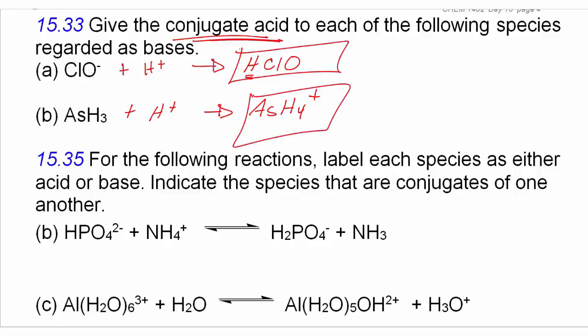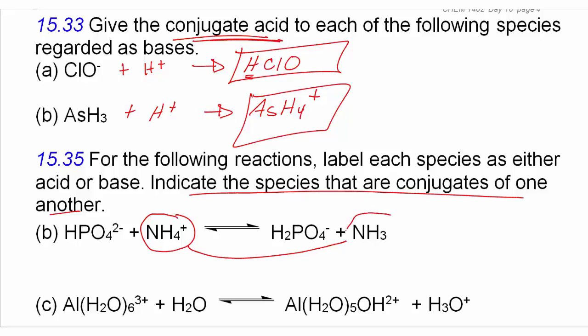For the following reactions, label each species as either an acid or base. Okay, let's do that first. So we have ammonium. Maybe we should do the conjugates first. Indicate the species that are conjugates of one another, because that really helps. If we find the conjugates, it's really easy to tell who's the acid and who's the base. So we have ammonium and ammonia. Which one is the conjugate acid? Ammonium is, right? It has more hydrogens. So that means this must be acting like a base. And now everything falls together.